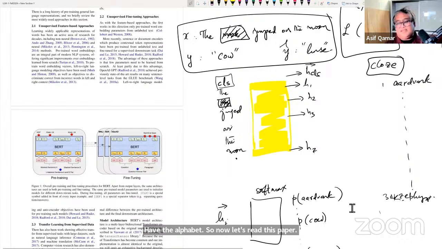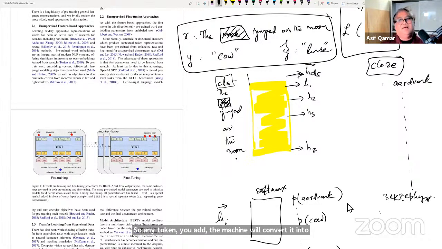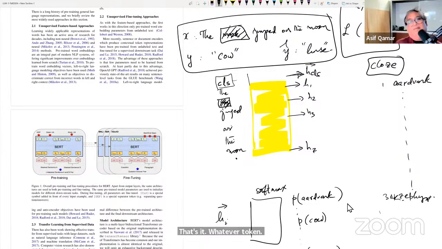No, CLS is just a token you add. Any token you add, the machine will convert into a vector. Every token becomes a vector. That's it. Whatever the CLS becomes, you use that. So you don't feed any one of these. You feed the CLS token into your softmax.